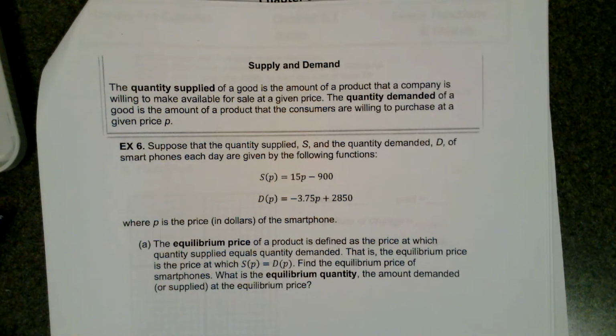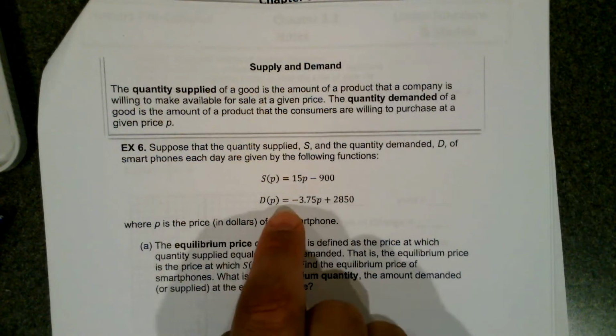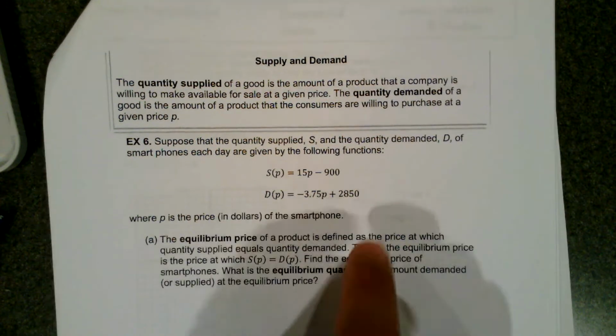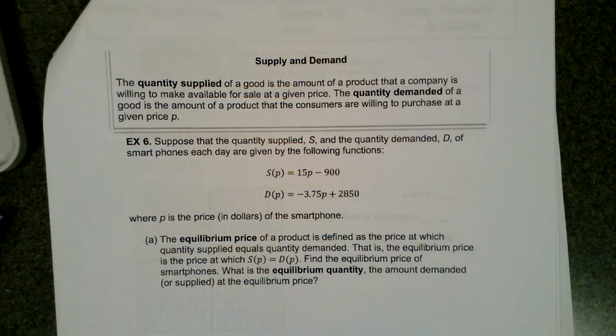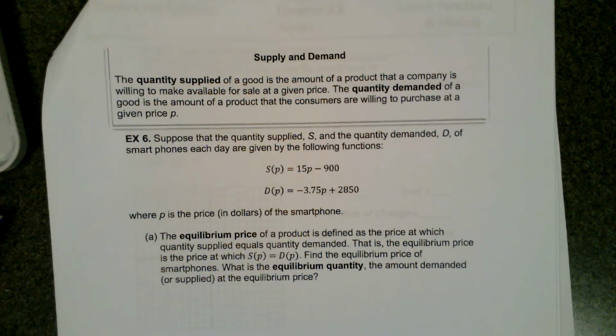It says the quantity supplied of a good is the amount of a product that a company is willing to make available for sale at a given price. The quantity demanded of a good is the amount of a product that the consumers are willing to purchase at the given price. Suppose that the quantity supplied S and the quantity demanded D of a smartphone each day are given by these two: S of P equals 15P minus 900, and the demand at a certain price is equal to negative 3.75P plus 2,850, where P is the price in dollars of that smartphone.